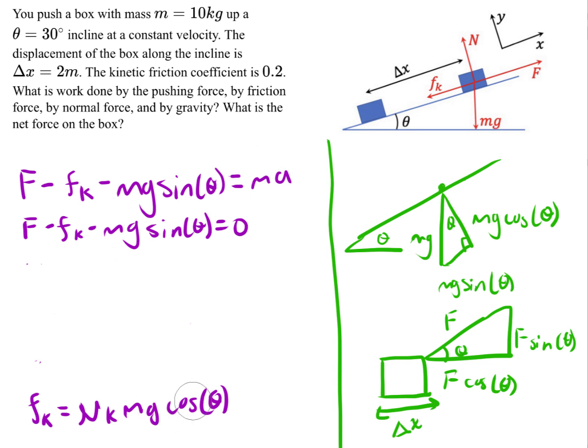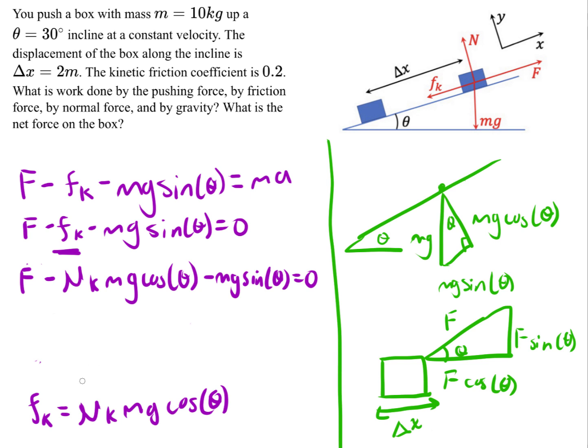And then, now that we have this, we will just simply substitute this back into the first equation right here, where we see minus the force of friction. So then we get that the force minus the coefficient of kinetic friction times the mass times the gravity times the cosine of theta minus mg sine theta equals 0. This is once we substitute the frictional force into there.